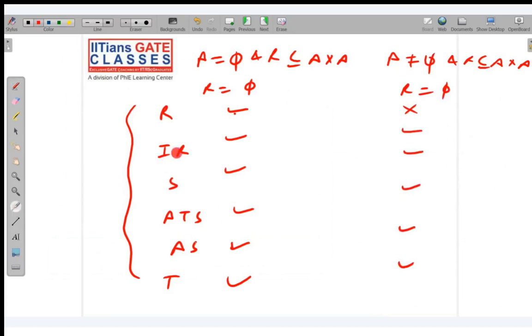Why is it irreflexive? There is no self loop, no problem. Symmetric, yes. When x is related to y, then y should be related to x. When x is not related to y, then we need to check other things. X related to y implies y related to x. When this is not there, then we need not check it.